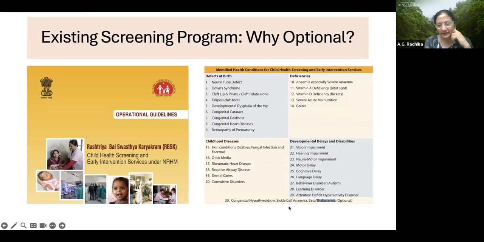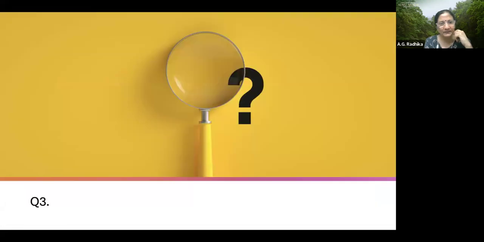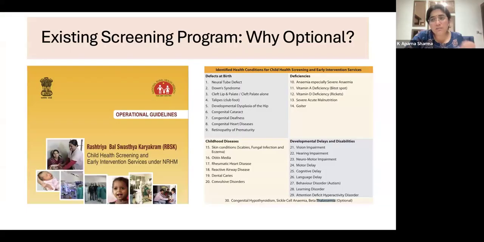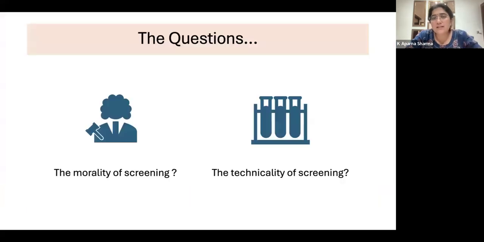Yes, so I totally agree with you. I don't like thalassemia being placed as a footnote sort of a thing, and too optional. That's not the way it should be. But the heartening fact is that the ministry is now gearing up. So I think this is something that should be mandatory, and there's no reason for it to be really optional in this sense.